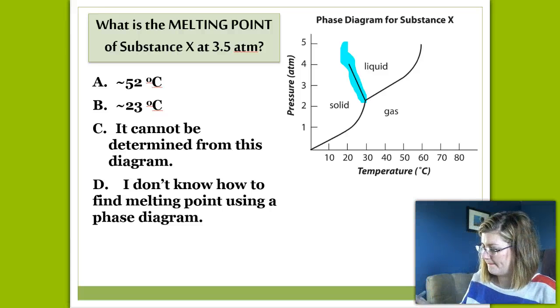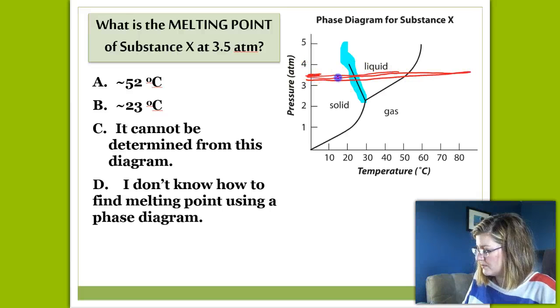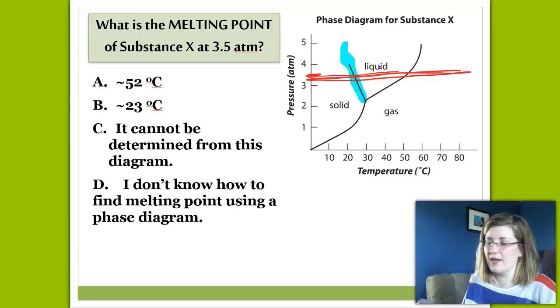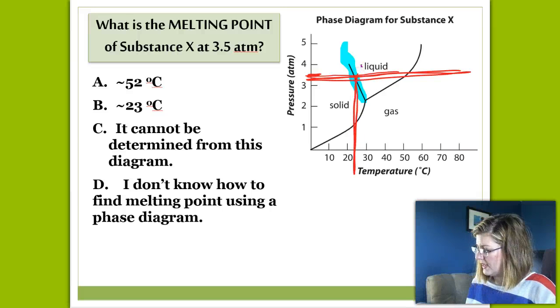All right, how do I want to go about doing this? I want to find 3.5 atms. So 3.5 atms are right about there. And I want to draw my line across. I'm just going to draw across the whole thing just to be thorough. I've got like 4 lines there, but you guys get the idea. I'm going to draw my temperature down, and I end up with a temperature in the 20s.